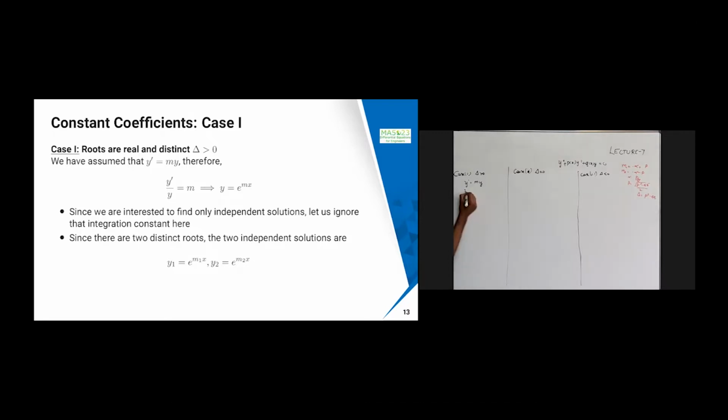So your y dash by y equal to m is going to come. Therefore, this implies y equal to e power mx is going to come.